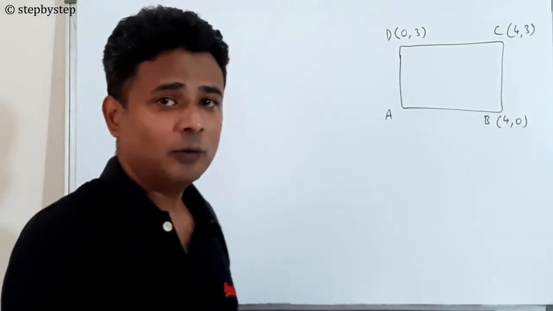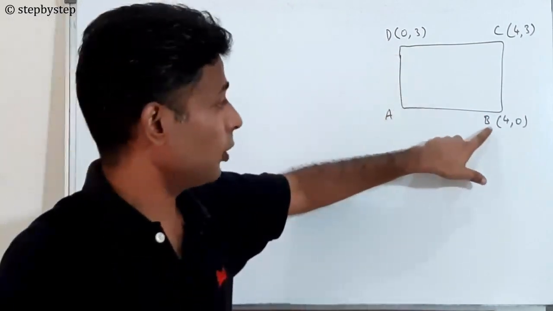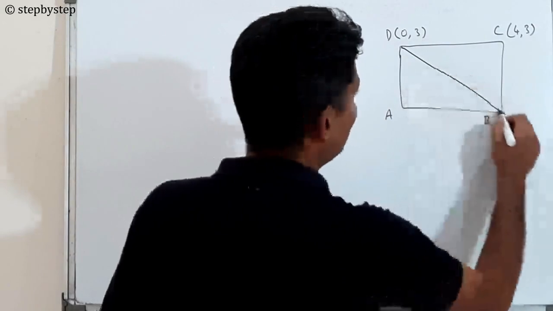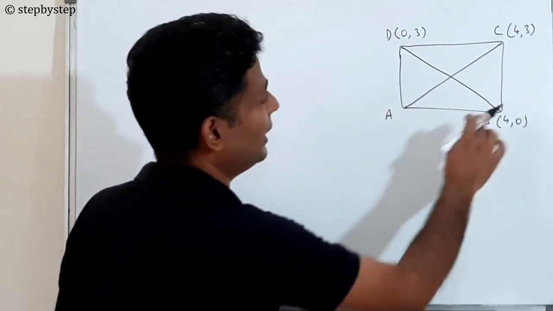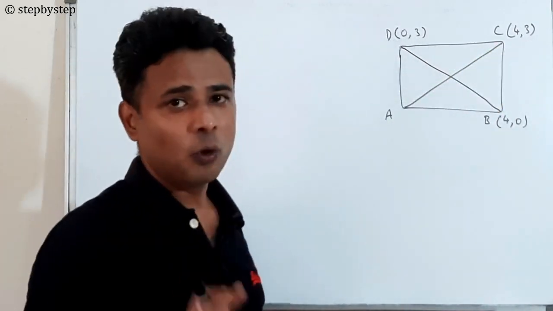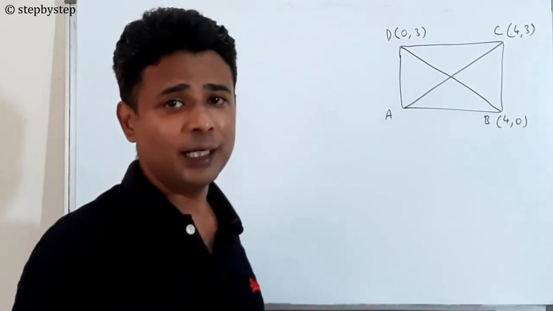Alright guys, now the second question. They have said ABCD is a rectangle. They have given coordinates for B, C and D, and they have asked us to find the length of the diagonals. So now guys, to find the length of the diagonals, we need the endpoints of the two. So we have for this, we do not have for this. Don't sit and find the coordinates of A. Why? Because it is not needed.